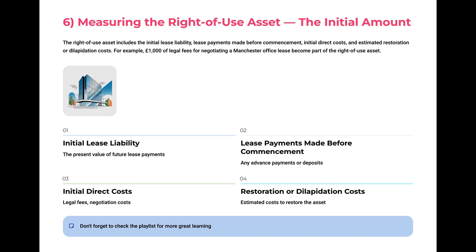Measuring the right-of-use asset, the initial amount. The right-of-use asset includes the initial lease liability, lease payments made before commencement, initial direct costs, and estimated restoration or dilapidation costs. For example, £1,000 of legal fees for negotiating a Manchester office lease become part of the right-of-use asset.